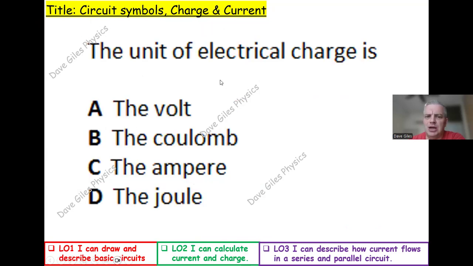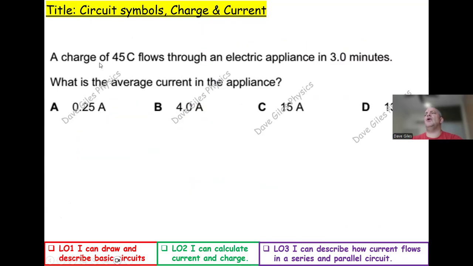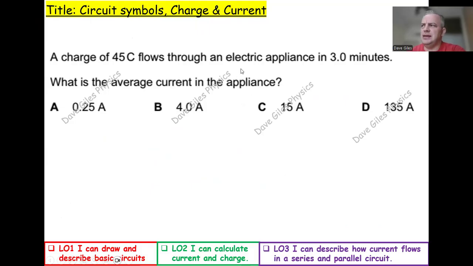The unit of electrical charge is the coulomb. A charge of 45 coulombs flows through an electrical appliance in 3 minutes. What is the average current in the appliance? So you've got 3 minutes. You need to convert that into seconds. So 3 times 60 is 180. Then you would do Q equals IT, or I is Q over T. So 45 divided by 180, which is 0.25.